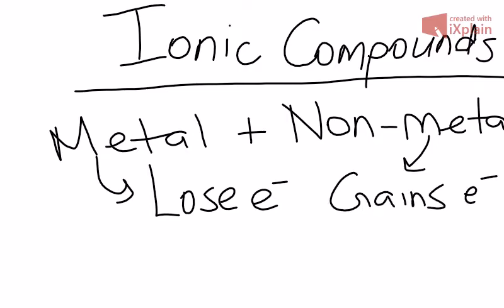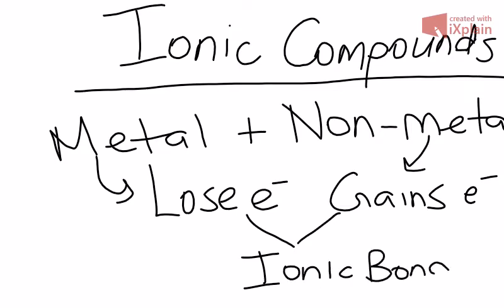So an ionic compound is formed when one element loses electrons and the other element, which is the nonmetal, gains those electrons. And the bond formed between the two elements is an ionic bond. So we are going to talk today about how to write the formulas for ionic compounds and how to name ionic compounds. So we'll start with how to write the formula for ionic compounds.